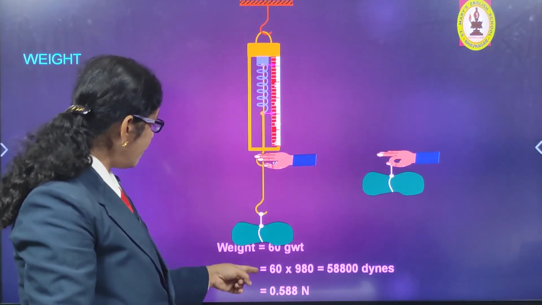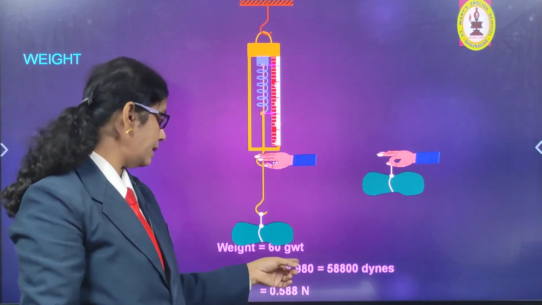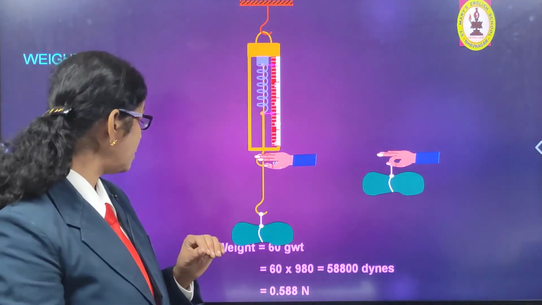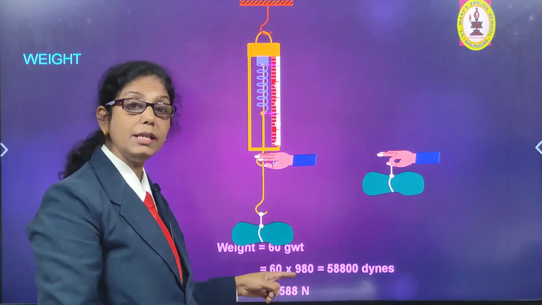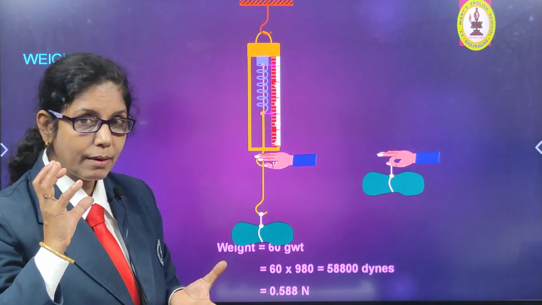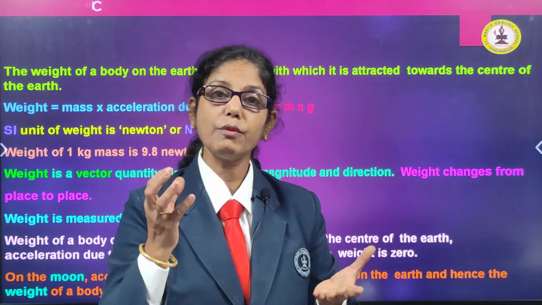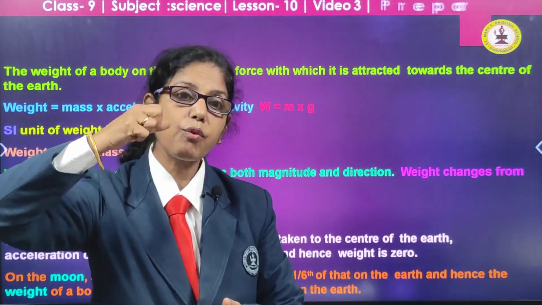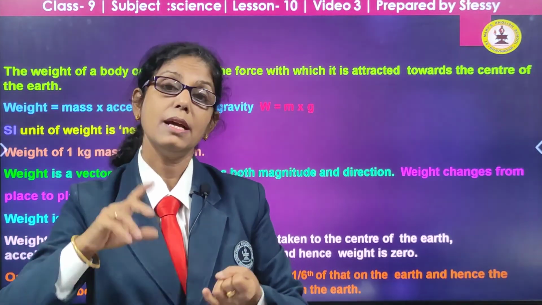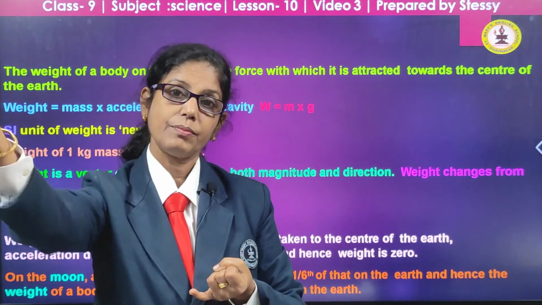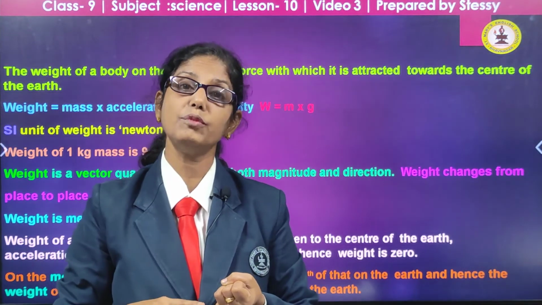What is its weight? Weight is equal to 60 gram multiplied by 980, the CGS acceleration due to gravity. So how much is the weight now? 0.588 Newton. Weight means the gravitational force acting on it. Mass is the quantity of matter contained in it, whereas weight is a force acting on it. As a result, its unit is Newton.